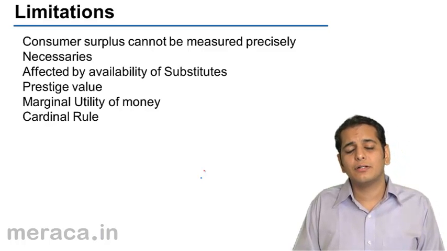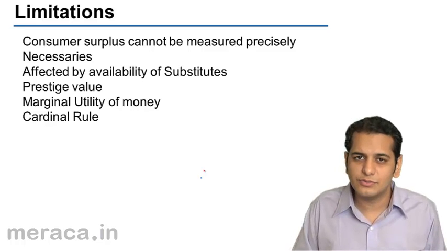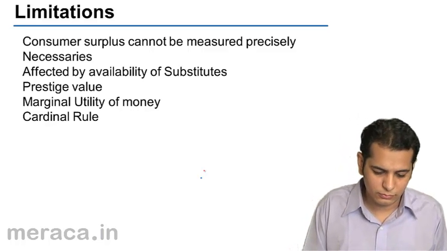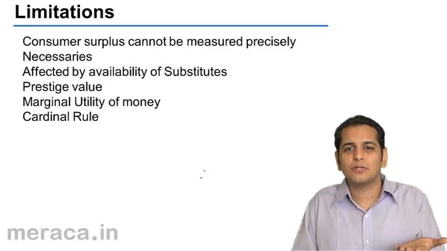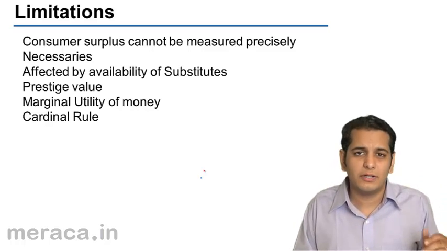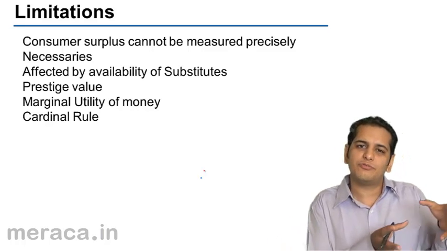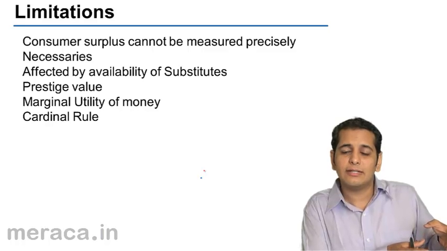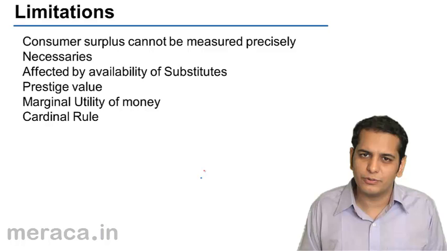Let's understand what the limitations or shortcomings of consumer surplus are. Now, I've already told you that consumer surplus is based on the law of diminishing marginal utility. So whatever the shortcomings of diminishing marginal utility were, get carried forward to the theory of consumer surplus.